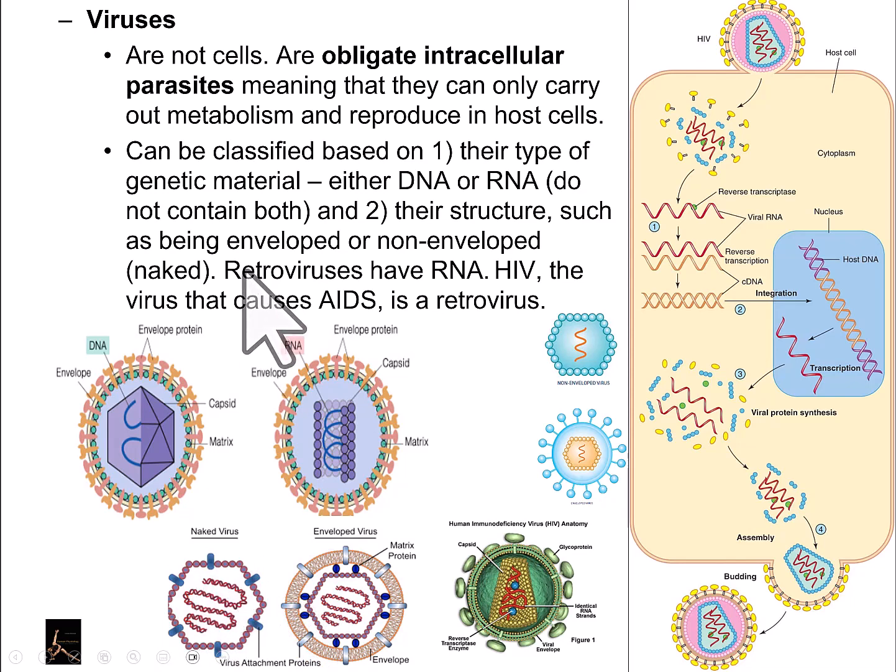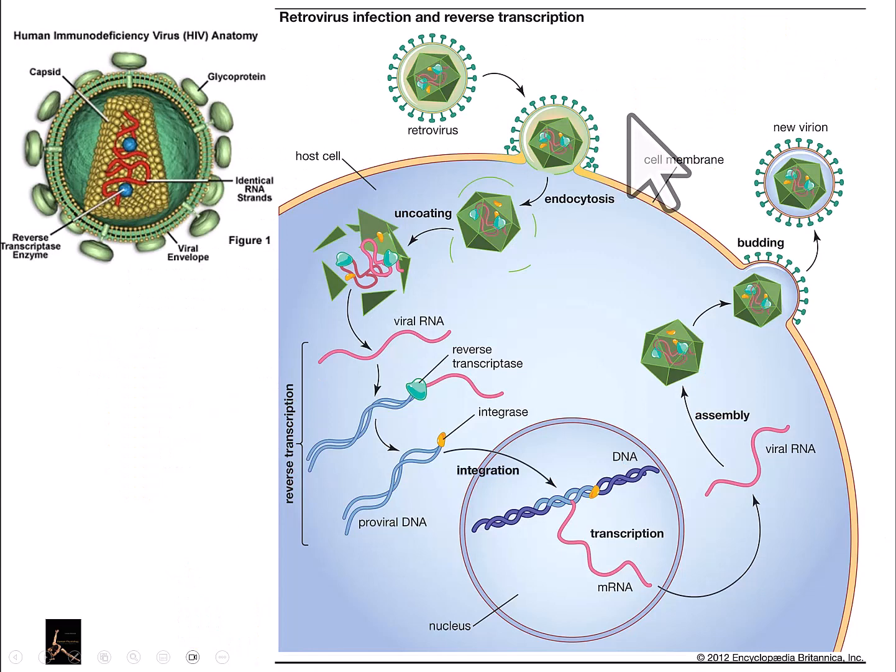You want to make sure you star this. Retroviruses have the genetic material known as RNA, or ribonucleic acid. For example, HIV, which is a virus that causes AIDS, is what's known as a retrovirus because it has RNA. So retroviruses contain RNA. And although we're not going to go into the details of how retroviruses work, they're really fascinating. When you take microbiology, you'll go into these type of details.